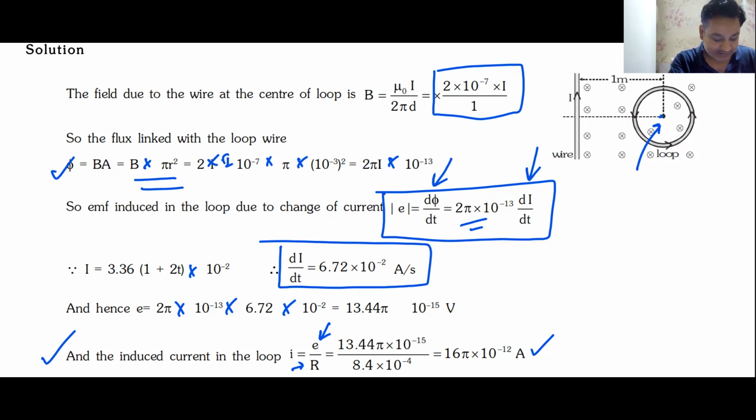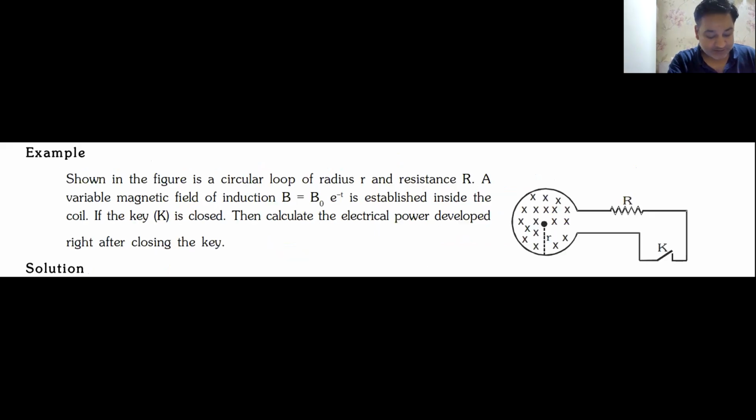The next question is this one, and I hope that you can do this. Shown in the figure is a circular loop of radius small r and resistance capital R. A variable magnetic field of induction B is equal to B naught e to the power minus t is established inside the coil. If the key is closed, calculate the electric power developed right after closing the key.